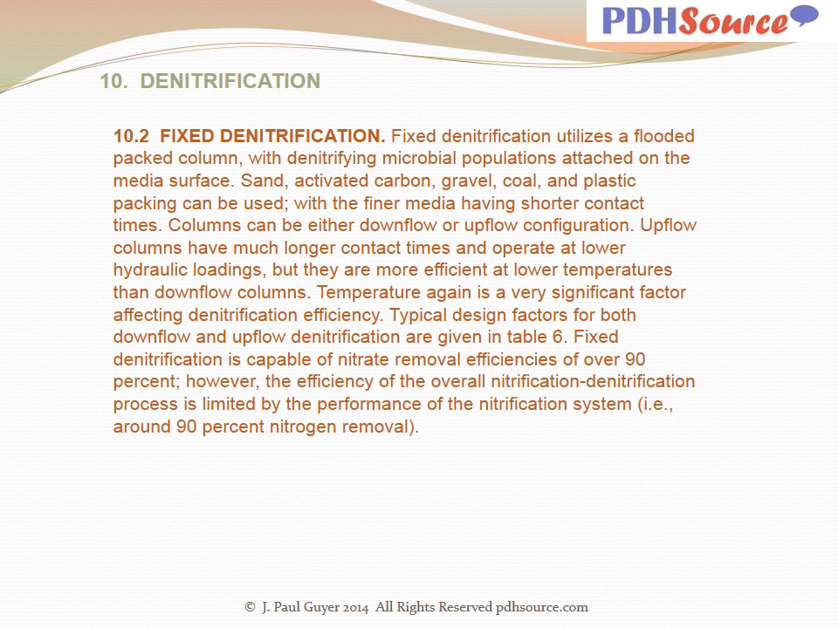Typical design factors for both downflow and upflow denitrification are given in Table 6, which you will see. Fixed denitrification is capable of nitrate removal efficiencies of over 90%. However, the efficiency of the overall nitrification denitrification process is limited by the performance of the nitrification system, that is, around 90% nitrogen removal.